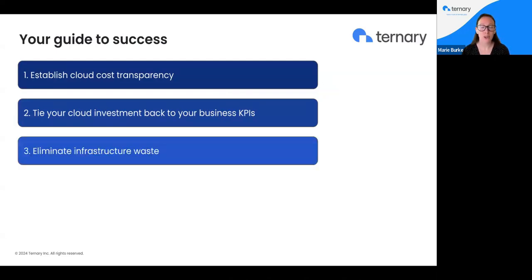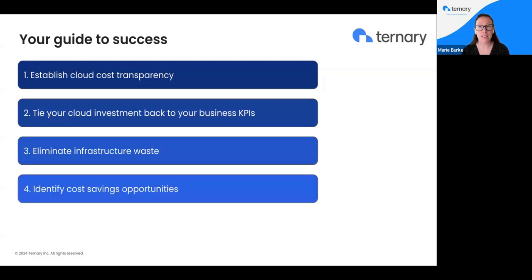Third, eliminating infrastructure waste. If you may have seen the State of FinOps report for 2024, you'll notice that reducing spend, reducing waste, and optimizing are the top priorities for many companies this year. And so we'll start with eliminating infrastructure waste, how we do that with rightsizing and some of the different engines we have available, and then tie that into cost savings opportunities as well. So going back to those commitment-based discounts, whether you have reservations or savings plans, we can help you manage those throughout their life cycle as well.